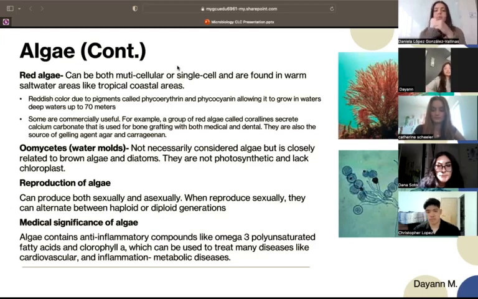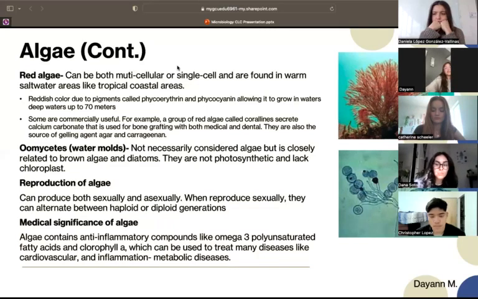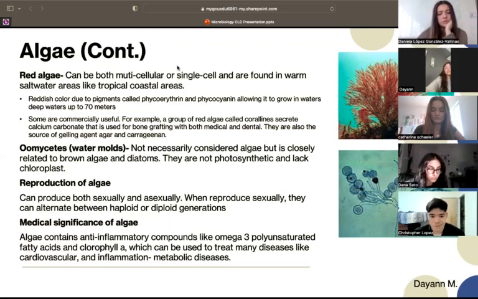When they reproduce sexually, they can alternate between haploid and diploid generations. Algae are also of medical significance because they contain anti-inflammatory compounds like omega-3 polyunsaturated fatty acids and chlorophyll A that can be used to treat many diseases like cardiovascular diseases and anti-inflammatory metabolic diseases.